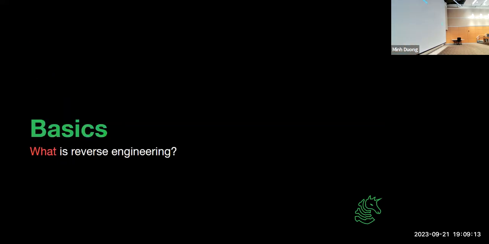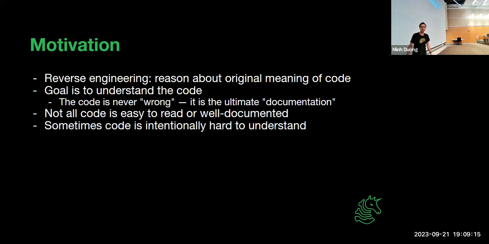Okay. Basics. What is reverse engineering? The motivation here is reasoning about what a piece of code does. The reason we want to understand code is because it is the ultimate source of truth. It tells us what a program does. There could be documentation, there could be comments, but those might be misleading or wrong. The code is always correct. Even when there are specs for how something should be done, that might not always be how it is actually done. So this is one of the reasons we want to understand code.